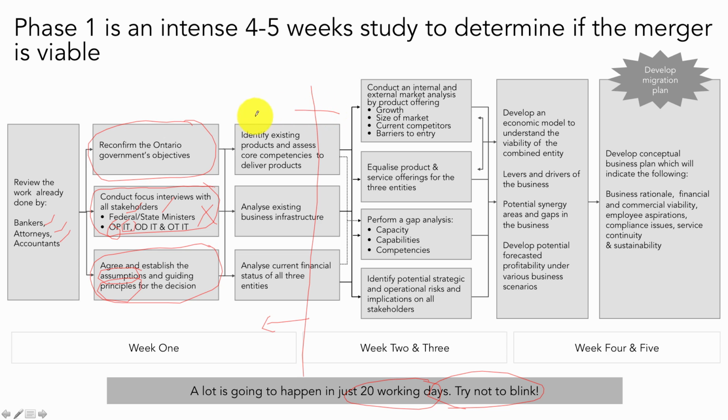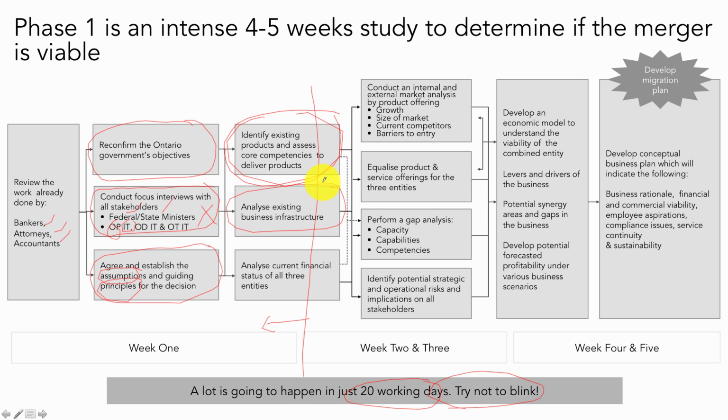We obviously have to identify the existing products and assess the core competencies to deliver those products. What are the products each of those companies have? What are the skills required for those products to be successfully sold in the market once this Newco company exists? And do the companies have those competencies, those abilities, those skills to price, to do R&D, and to successfully sell them into the market? We have to analyze the existing business infrastructure for each of these companies.